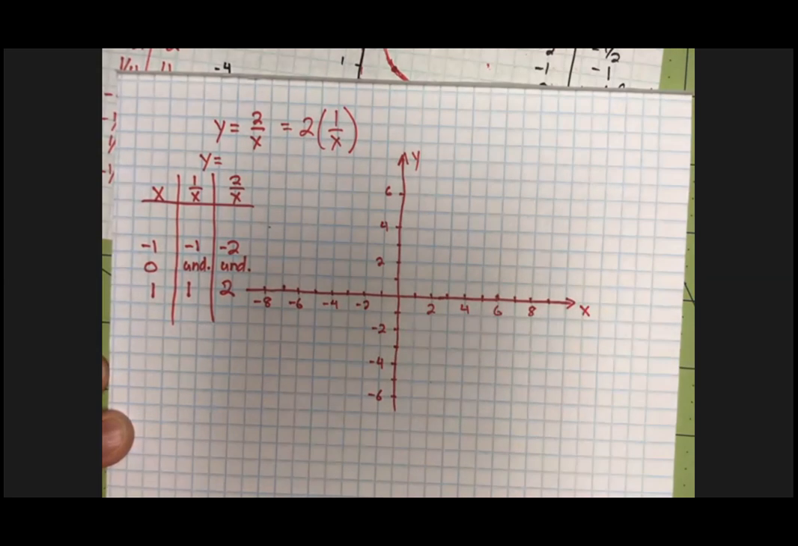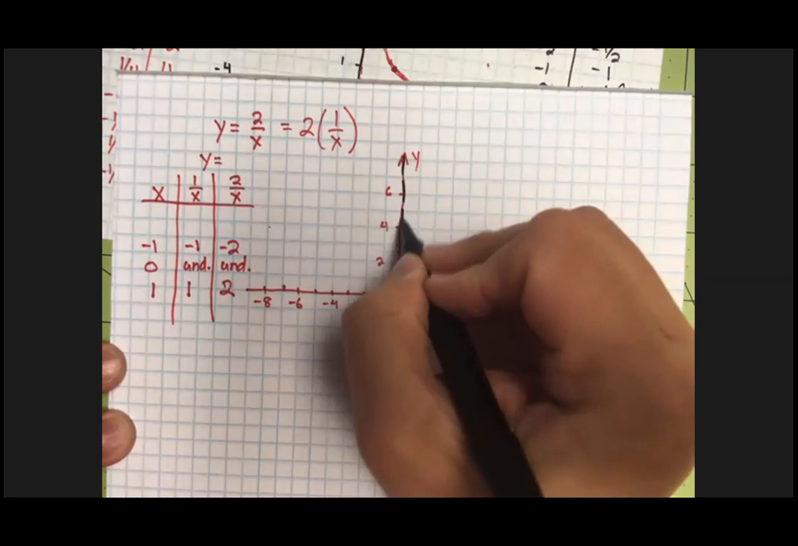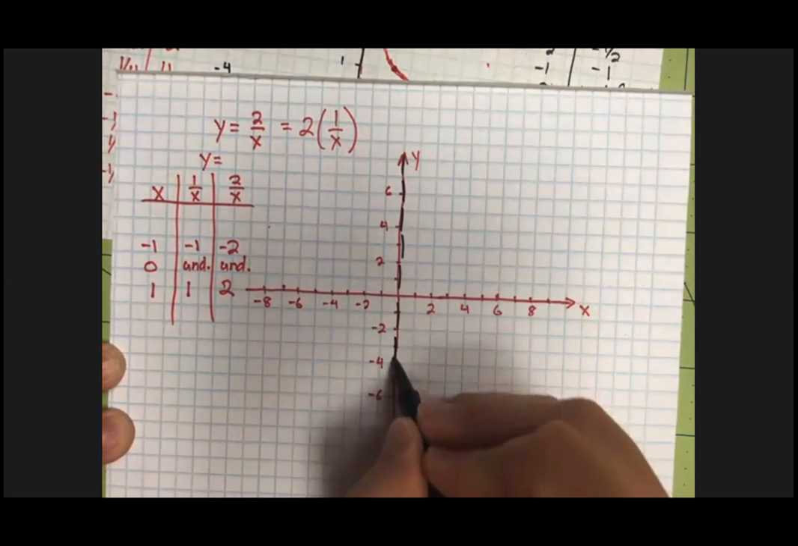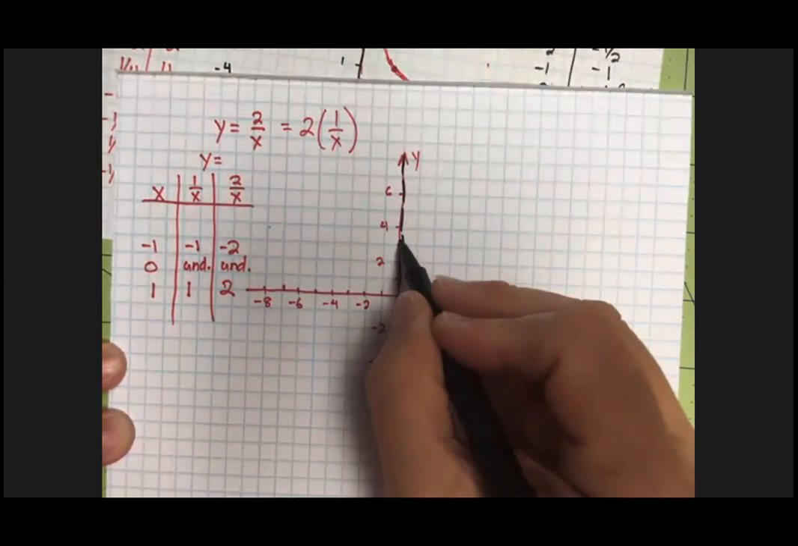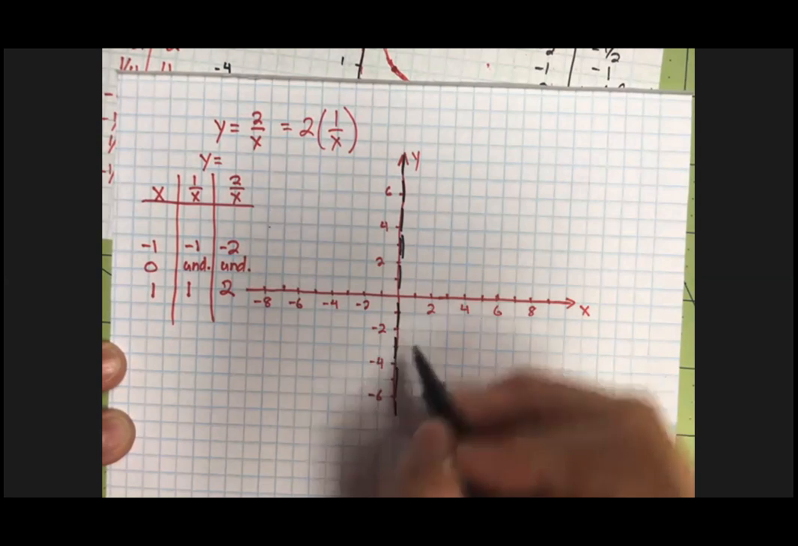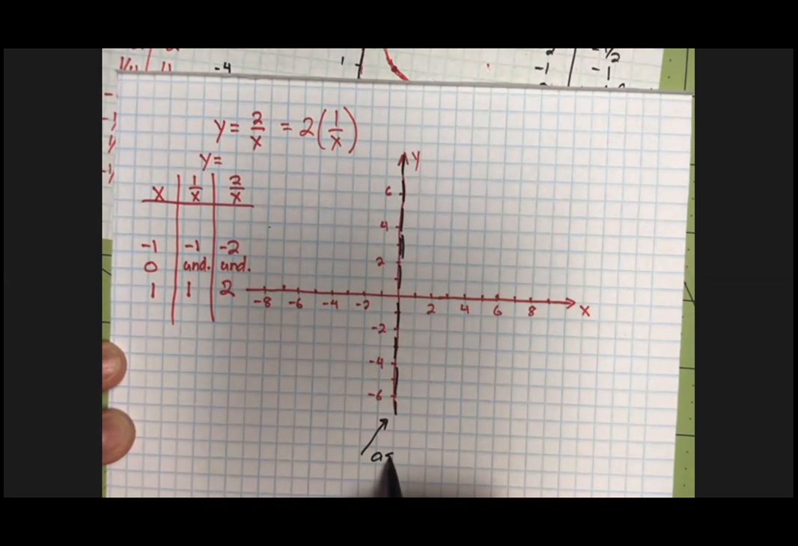Okay, 0 cannot go there. Just draw a dotted line there, a dashed line. That's like a wall that you can't touch. The fancy word is asymptote. Asymptote means the graph gets closer and closer to that line, but never touches it. Well, yeah, I should be careful. Theoretically, it could touch it, but right now it doesn't touch it.